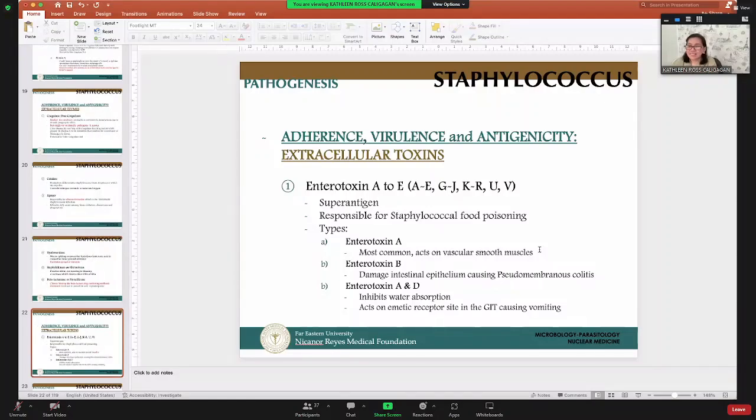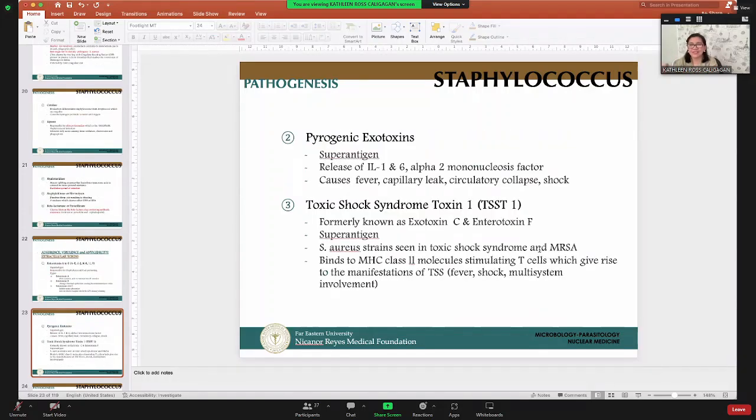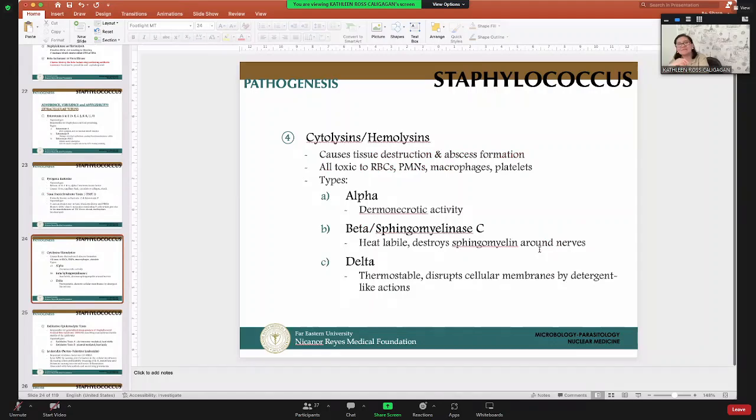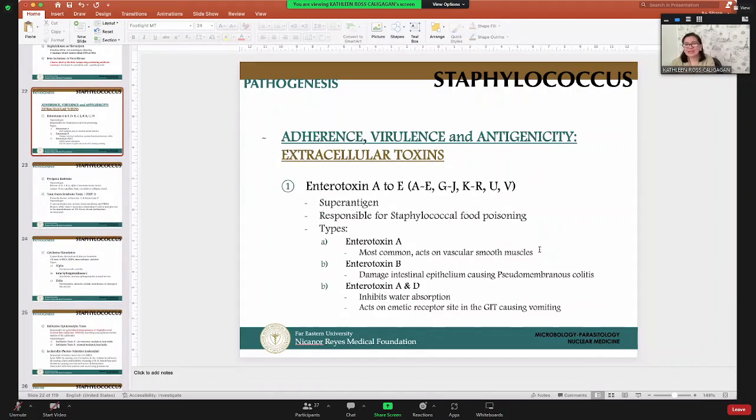And then the toxins. There are different toxins that can be classified as: enterotoxin, pyrogenic exotoxin, cytolysin, and exfoliative toxin. Let's go over them one by one. Enterotoxin. These toxins are all considered superantigens. Enterotoxin A to E is mainly responsible for staphylococcal food poisoning.